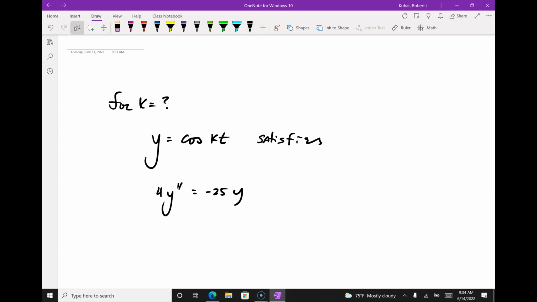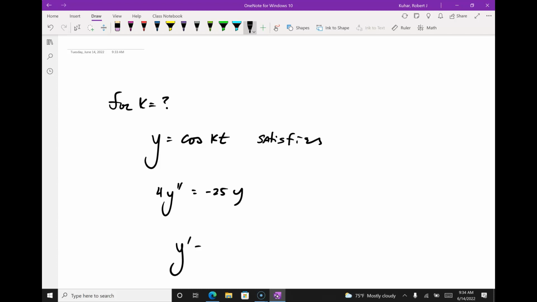So again, it's not an initial value problem. It's a solution to a differential equation, but it's the general solution. It's got a k in it, and I want to figure out what the restrictions are on that particular value. It's pretty clear that I have to plug in the cos of kt. I also have to plug in y double prime, right?